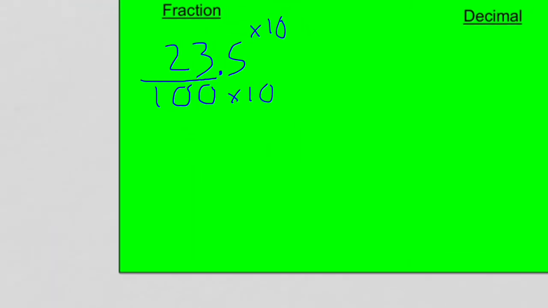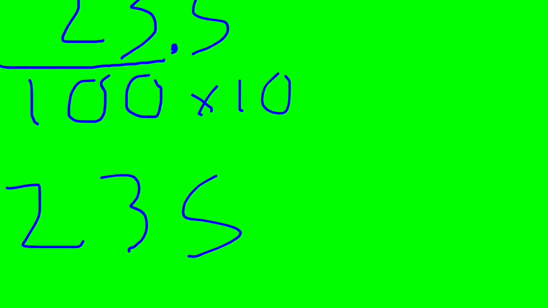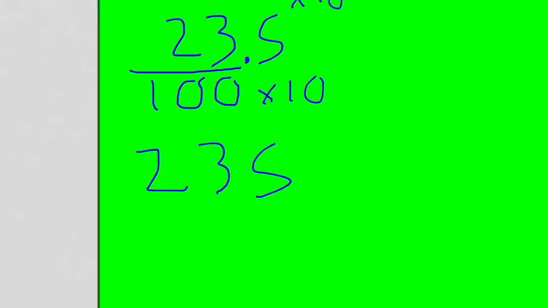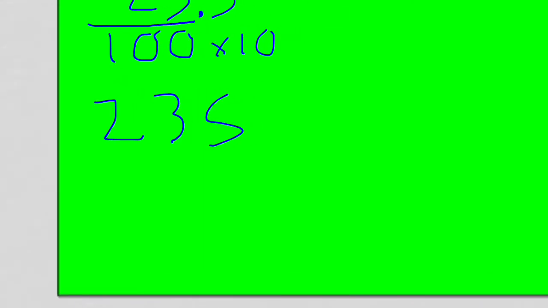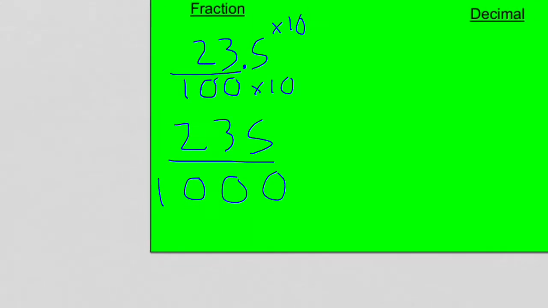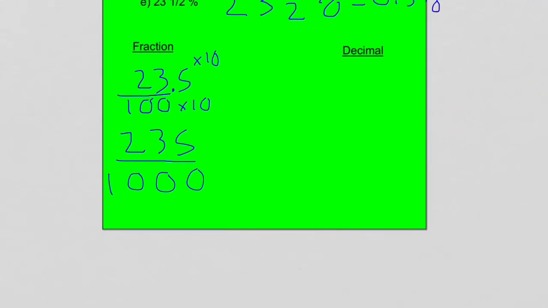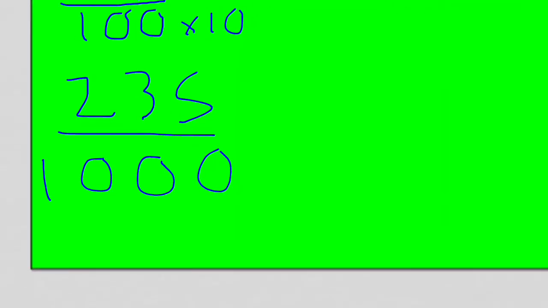Okay, so 23 5/10 times 10 is 235. And 100 times 10 is 1 times 1 with 3 zeros. And that's going to be out of 1,000. And there you go. And now you have a decimal, or a fraction, that looks reasonable. It's in the correct form.